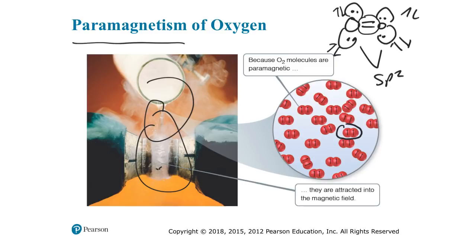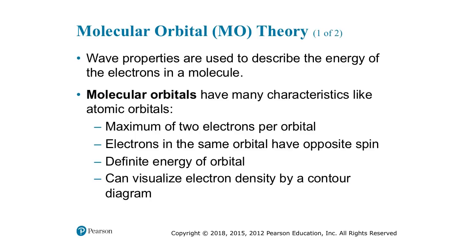We can apply molecular orbital theory to larger molecules, though we're not going to consider anything larger than a diatomic molecule in this section. So molecular orbital theory, like wave properties, is used to describe the electrons in a molecule. Molecular orbitals have characteristics like 2 electrons per orbital. Electrons in the same orbital have opposite spin. So we're applying the same rules in molecular orbitals.